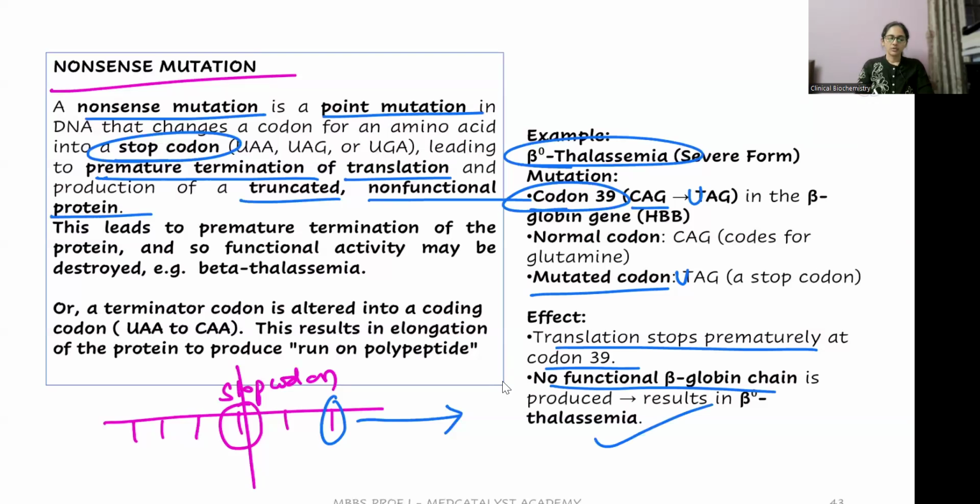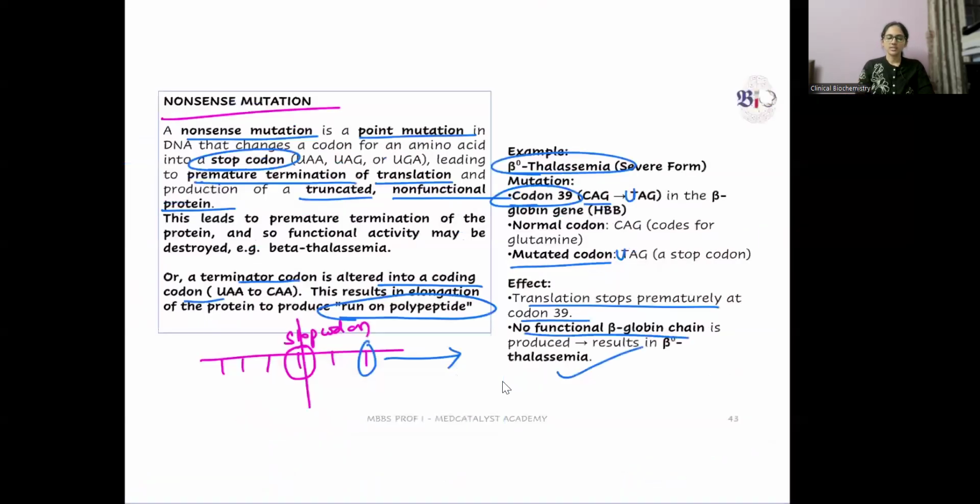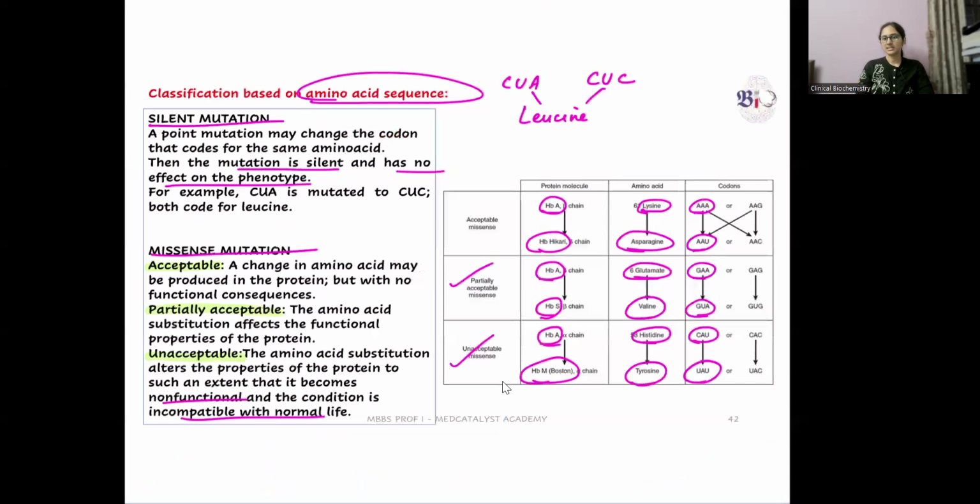Or the terminator codon is altered to a coding codon, so that becomes a run-on polypeptide. So this is also possible, right? But basically, nonsense mutation is one codon getting converted to a stop codon and you will get a truncated, non-functional protein. That is nonsense mutation. So these are the types of mutations based on your amino acid sequence.